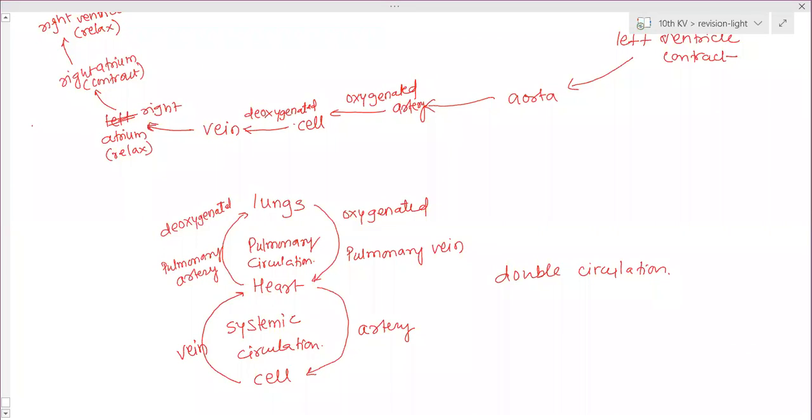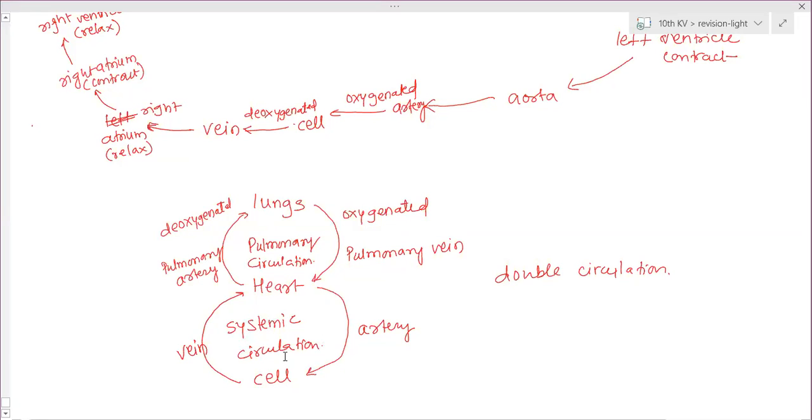So it receives the blood two times, from the lungs as well as from the different parts of the body, and again sends it two times, once towards the cell and once towards the lungs. So two times this process is happening. Therefore it is called double circulation. When the question is asked to explain double circulation, you have to explain this diagram, pulmonary circulation and systemic circulation.